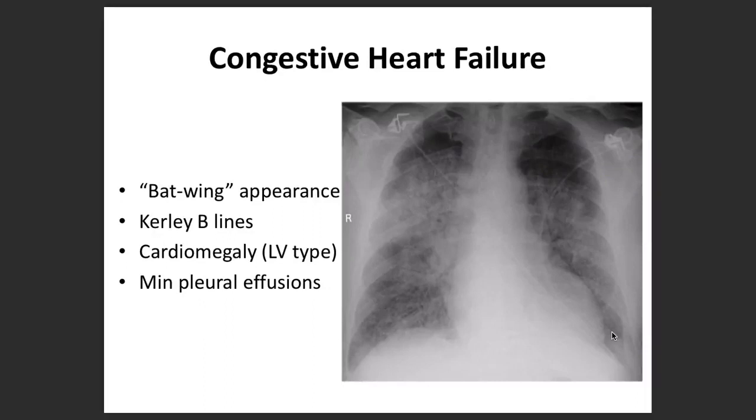So in congestive heart failure, there is a bat wing appearance in fact, and you can also see the Kerley B lines. Okay, I already said it. Pleural effusion can also be seen as well.